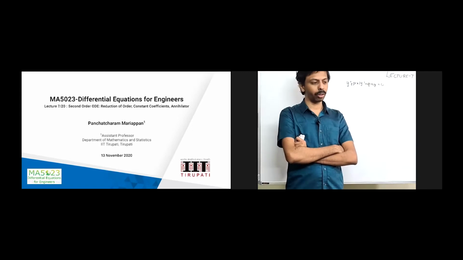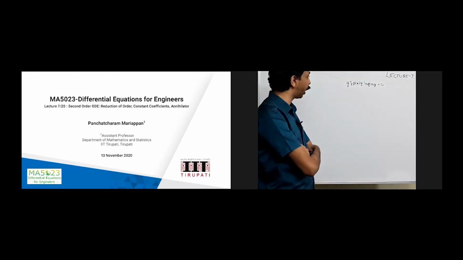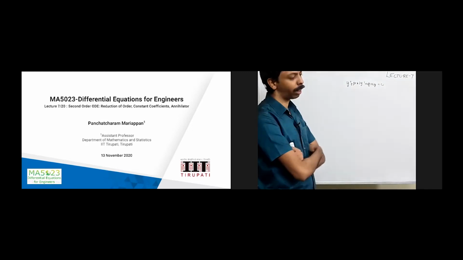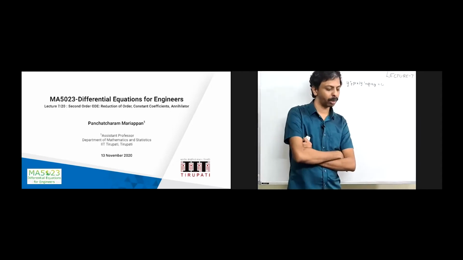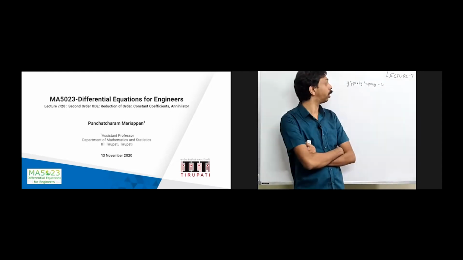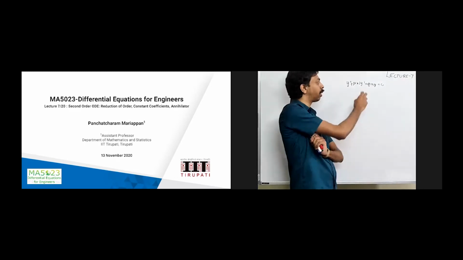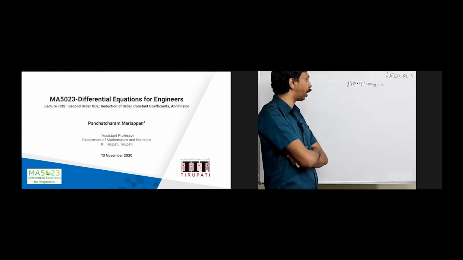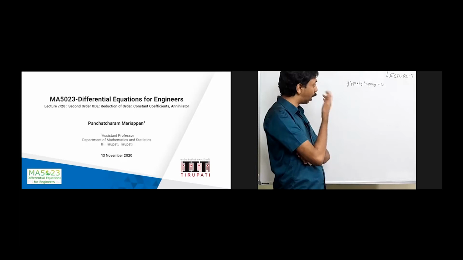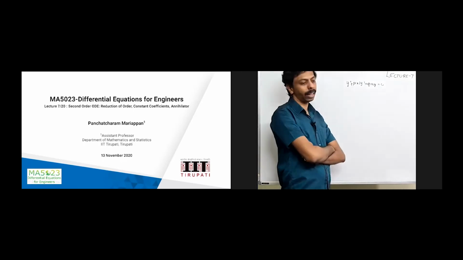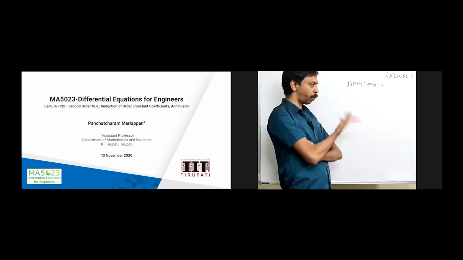So let's have a quick recap of what we did in the last class. We covered y'' + p(x) y' + q(x) y = 0. This is the second order linear ODE problem. For this problem, we discussed linearly independent solutions. If two solutions are there, any linear combination is also a solution, which is called the superposition principle.